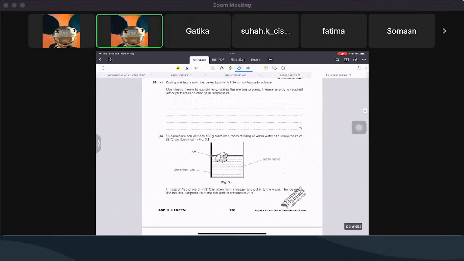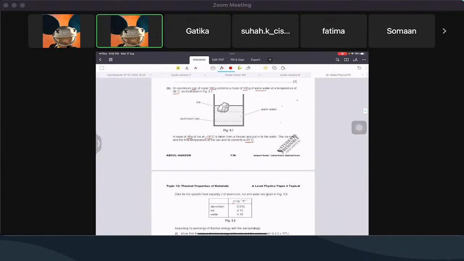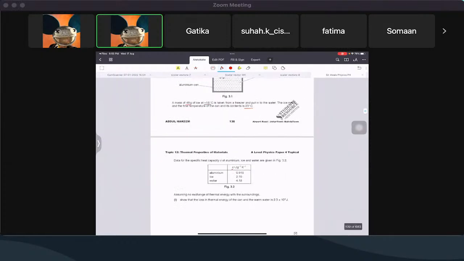So, first of all, it states that an aluminum can of mass 160 grams contains 330 grams of warm water at a temperature of 38 degrees Celsius. A mass of 48 grams of ice at minus 18 is taken from the freezer and put into the water, the ice melts and the final temperature is this. So this is the equilibrium they reach. Now they have given you heat capacities as well. It says, assuming no exchange of thermal energy with the surroundings, show that the loss in thermal energy of the can and warm water is this.